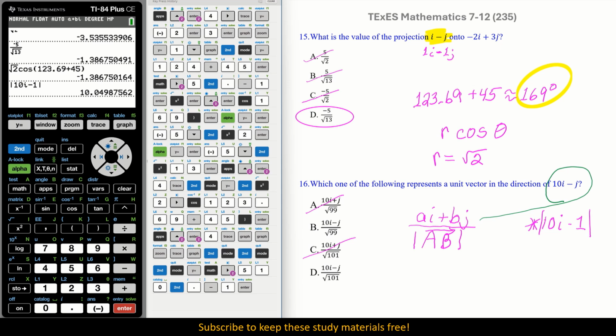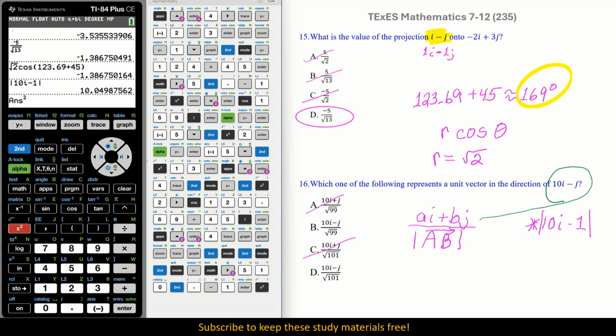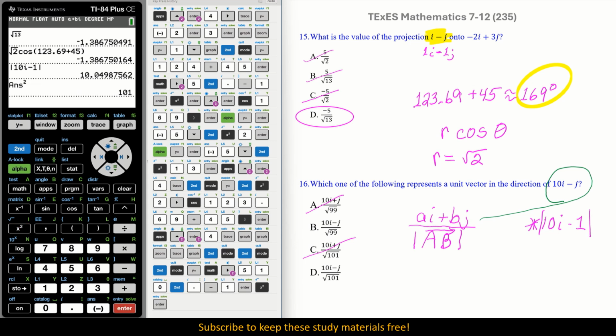Now remember, these are under the square root, and this value is the result of that. So how do I deal with that? I just push square. Don't push anything else, and you can just push square. See where it says answer squared, push enter. And that's what should be under the square root. And that gives me D, and B is not an option.